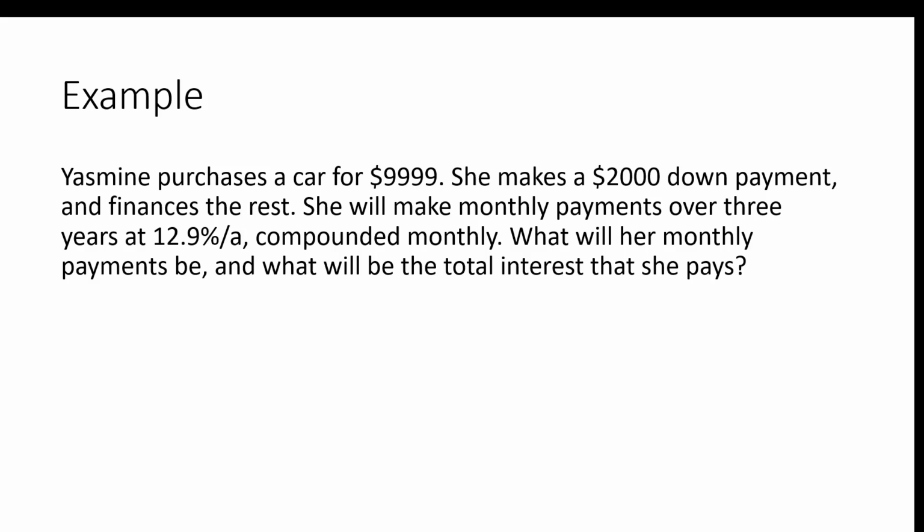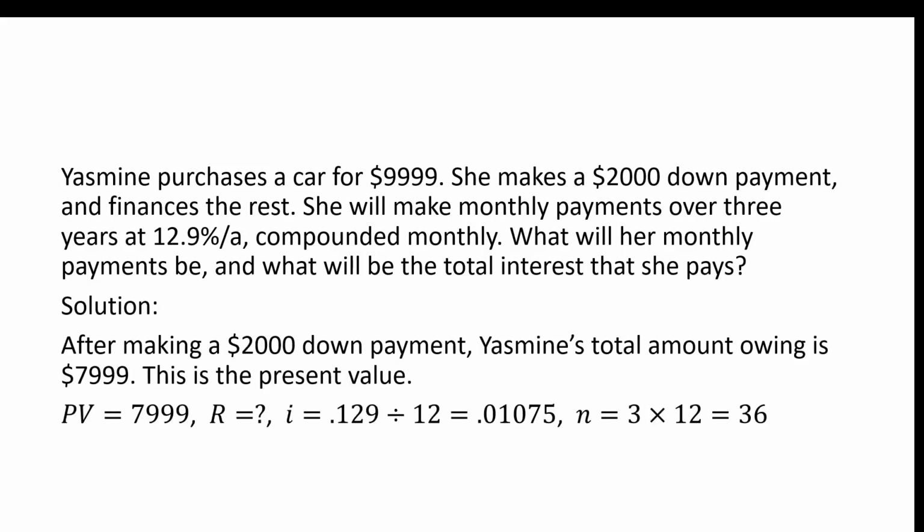Imagine Yasmin purchases a car for $9,999. She makes a $2,000 down payment and finances the rest. She's going to make monthly payments over 3 years at 12.9% per annum compounded monthly. We want to know what her monthly payments will be and what the total interest will be that she pays. So after making her $2,000 down payment, Yasmin's total amount owing will be $7,999. So that's the present value. She owes that much money.